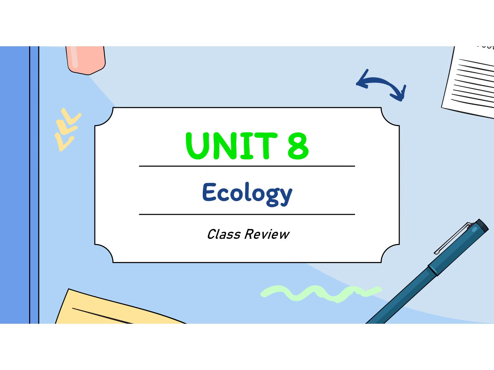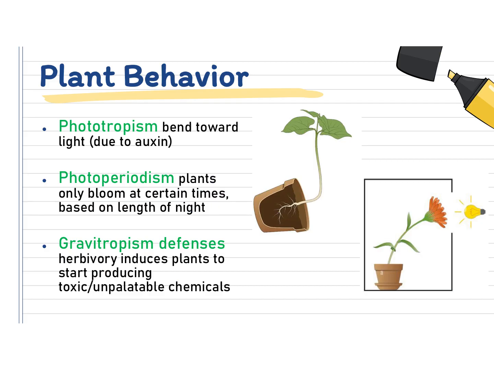So this is our class review of Unit 8, Ecology. Starting with plant behavior, remember any tropism is a movement in response to a stimulus. So plants are going to show phototropism, photoperiodism, and gravitropism defenses.